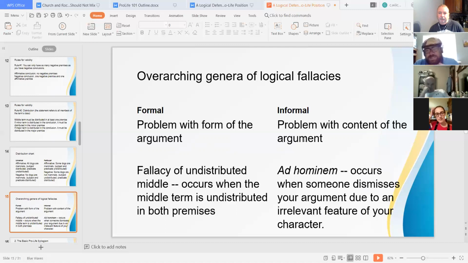And so then an example of an informal logical fallacy is ad hominem. And ad hominem, in this case, the error is not with the form of the argument itself, but with the content of the argument. So for example, you're dismissing a person's argument based on an irrelevant characteristic of that person's character.